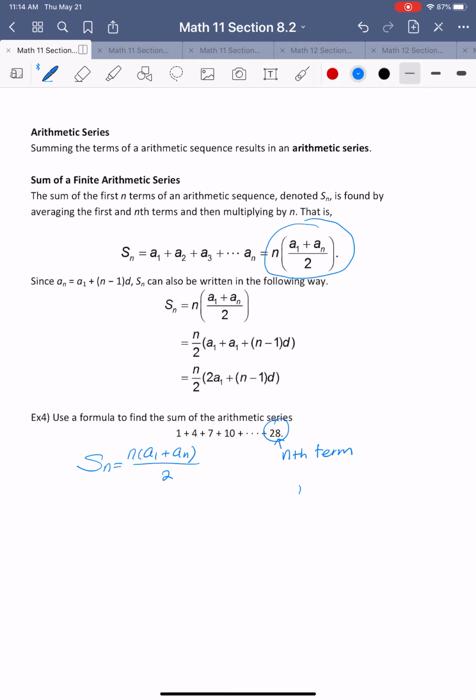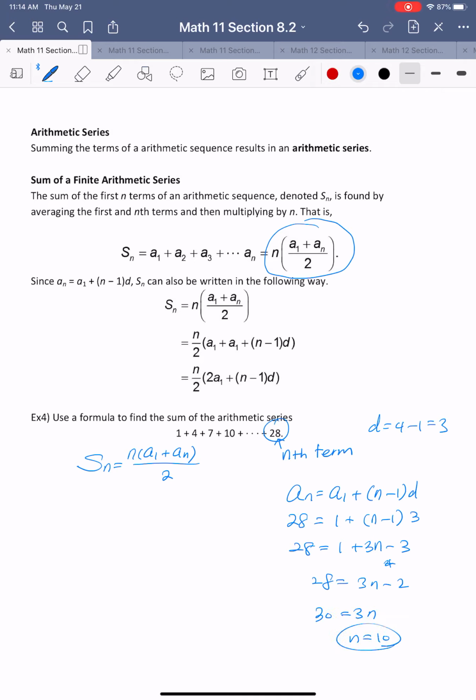So I need to find a sub n, where the formula is a sub 1 plus (n minus 1) times d. So a sub n is 28, a sub 1 is 1, and we don't know n, but I know the common difference is 4 minus 1, which is 3. So I am solving for n, okay? So 1 plus 3n minus 3 equals 28, so 3n minus 2 equals 28. Add 2 to both sides. So n is 10 this time, okay? So I'm looking for S sub 10, which is 10 times (a sub 1 plus a sub 10) over 2.